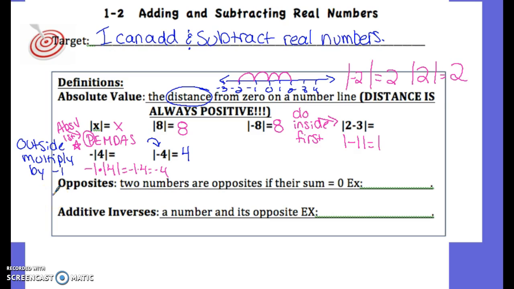Now, there's these things called opposites. There are 2 numbers that are opposites if their sum equals 0. For instance, -3 plus 3 equals 0. 2 plus -2 equals 0. An additive inverse is just a number and its opposite. So I would say the additive inverse of 4 is -4.